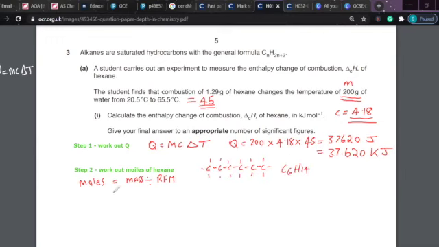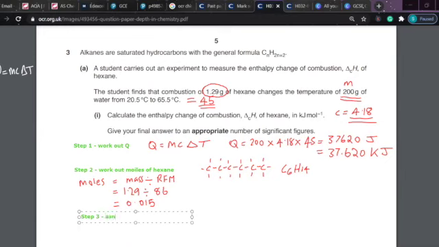It helps to draw hexane out with all the hydrogens. So the formula is C6H14. If I use my periodic table to work out the molecular weight, it's 86. So it's 1.29, which is given to you, divided by 86, which is 0.015. So that is step 2.